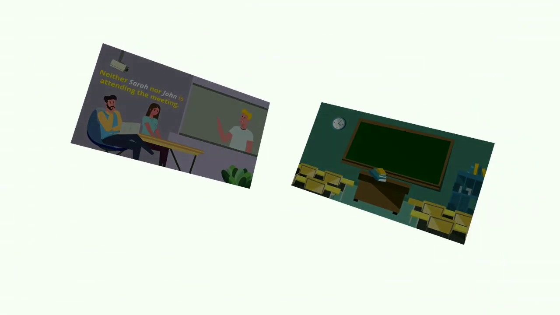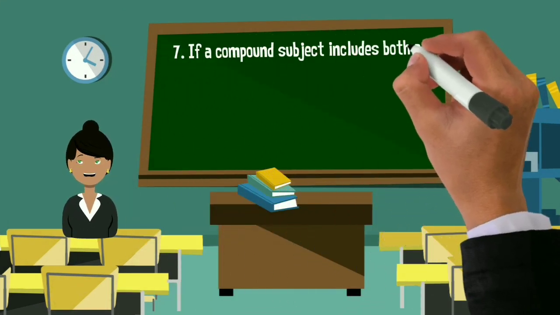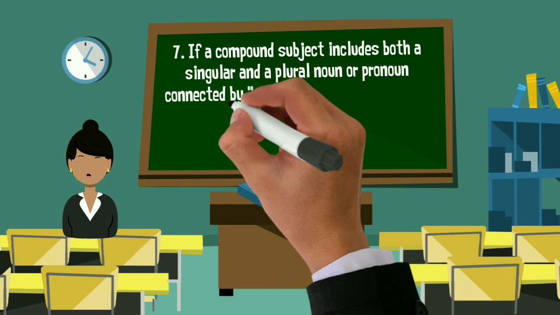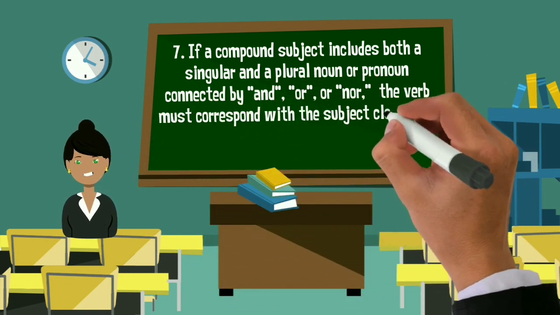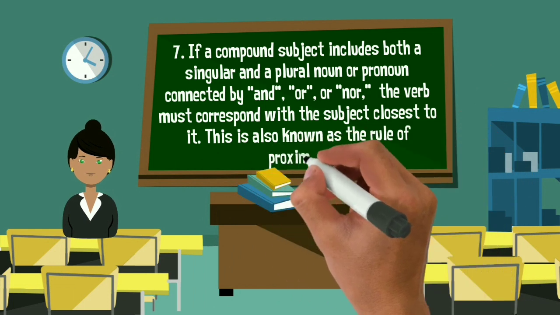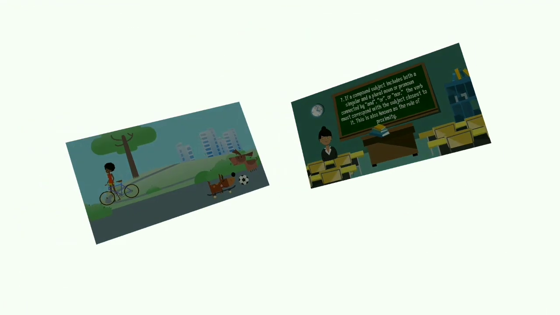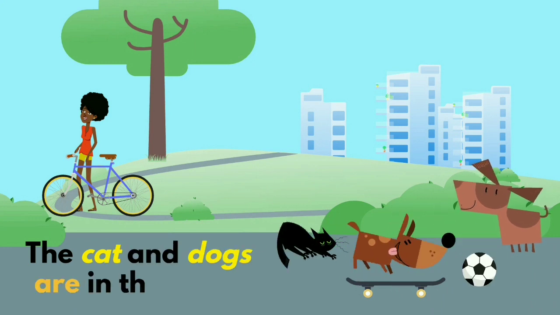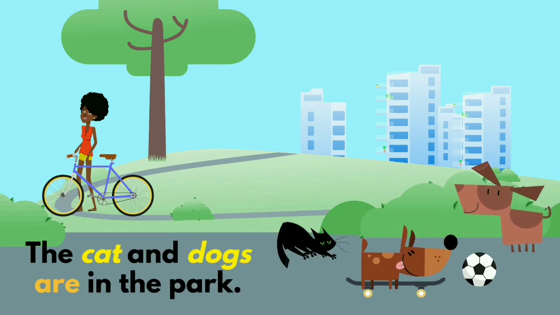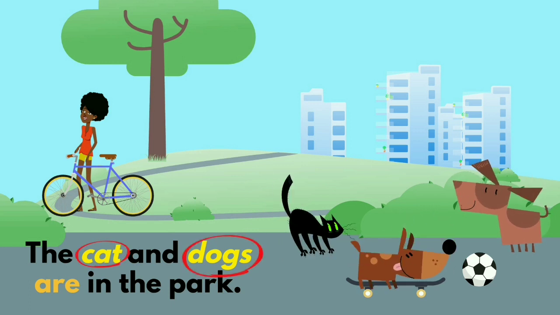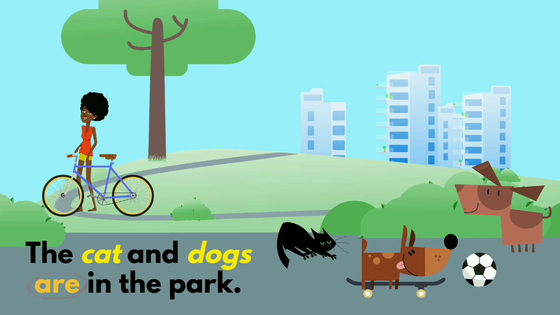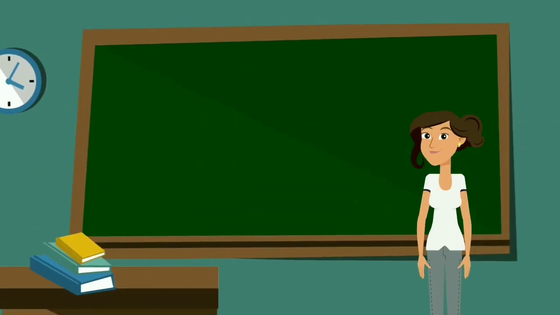The seventh rule is, if a compound subject includes both a singular and a plural noun or pronoun connected by and, or, nor, the verb must correspond with the subject closest to it. This is also known as the rule of proximity. Example, the cat and dogs are in the park. The cat and dogs are both the subjects in the sentence, but the verb agrees with the subject that is closest to it, which is the dogs, which is also plural. That is why the verb is also in a plural form.